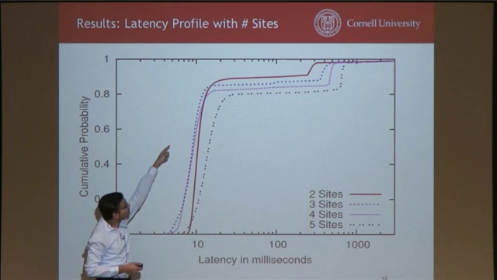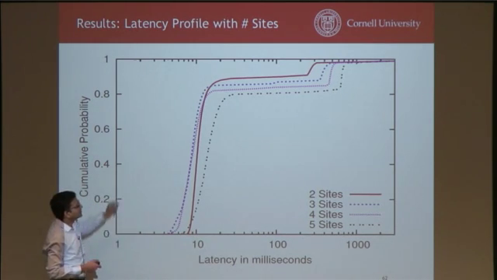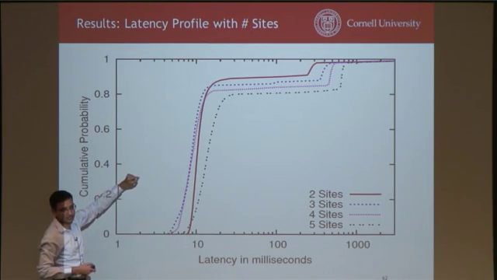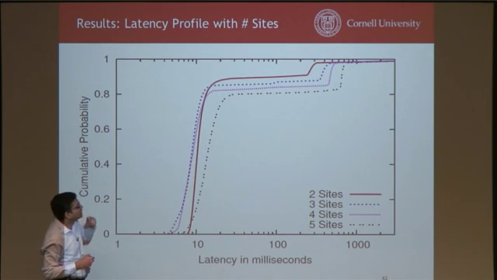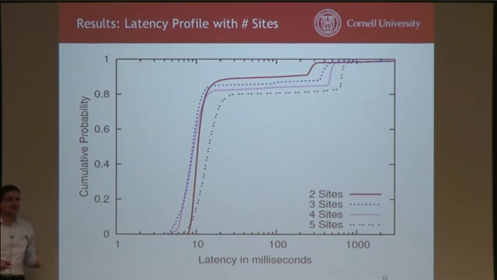And this manifests itself in this downward shift of the inflection point, which basically says that slightly fewer transactions are executed locally, and you witness the treaty violations more frequently. Now, the takeaway from this is basically even with 5 sites, more than 80% of the transactions were executed locally.